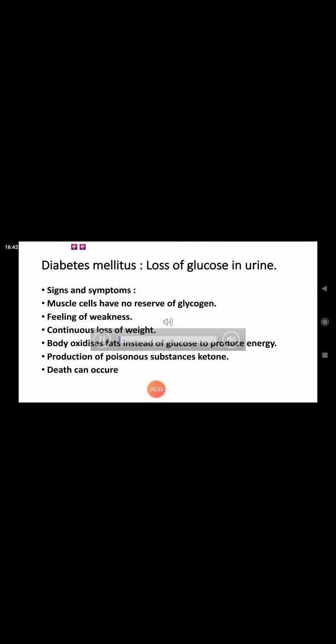In today's lecture, we are going to discuss diabetes mellitus. Diabetes mellitus means the loss of glucose with the urine. This glucose is produced due to the high metabolic rate in the body by the action of adrenal gland. The level of glucose increases and then it comes out with the urine. Now the signs and symptoms of diabetes mellitus.